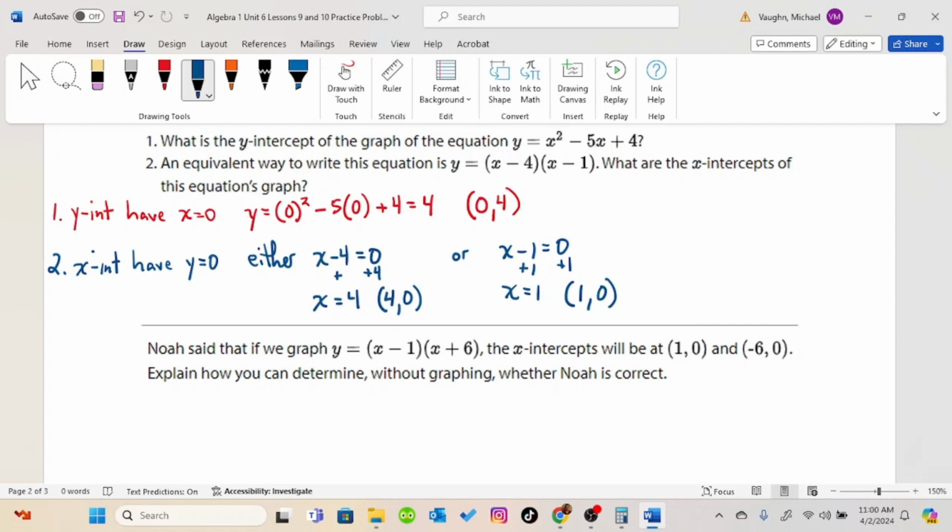If you have any questions about how to find y-intercepts or x-intercepts, please use class time to ask for further clarification.